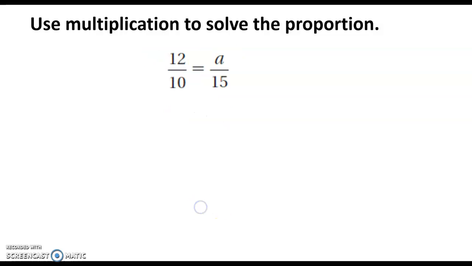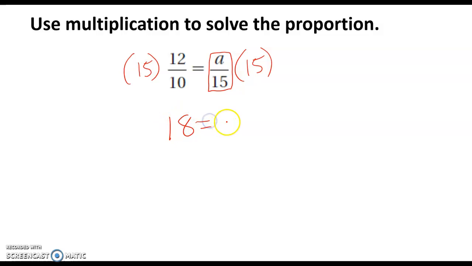All right. So here's your variable term. So how do I get rid of the divided by 15? Yep, you multiply by 15. So we're going to multiply both sides by 15. So you go 15 times 12 over 10, and you end up with 18. So A equals 18. So that is solving the proportion using multiplication.